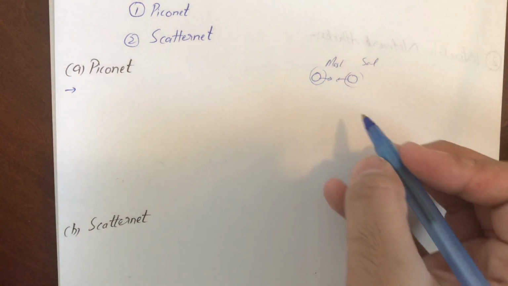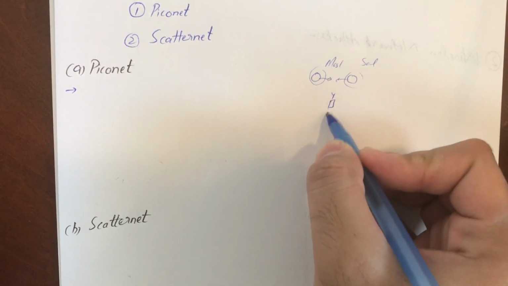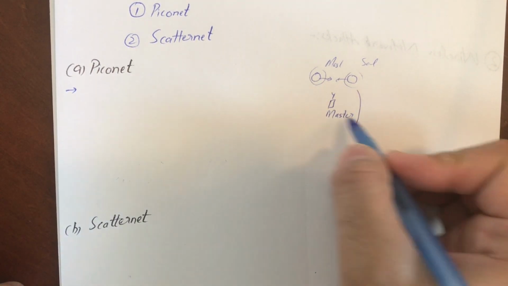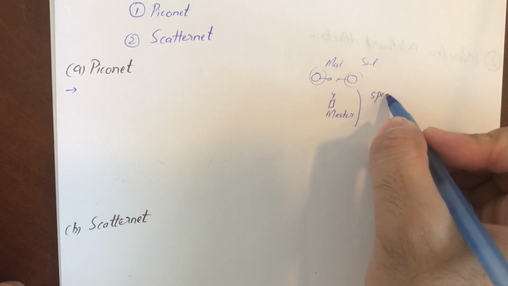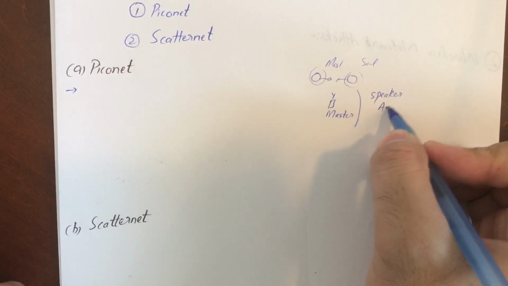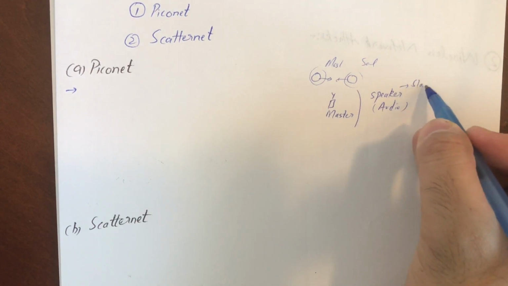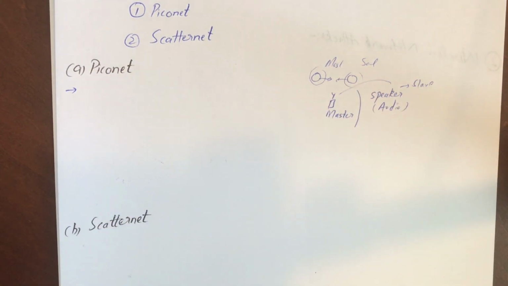For example, your cell phone is basically a master, and when you enter your car and connect your cell phone with your car speakers or Bluetooth-based audio system, your speakers are basically the slave because they take instruction from your cell phone.